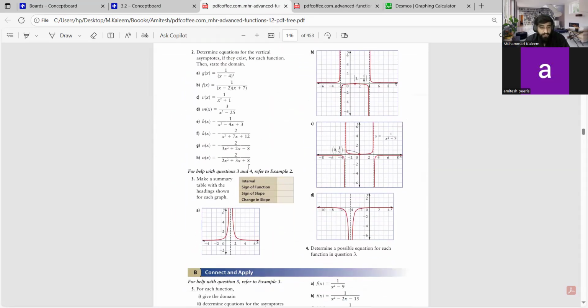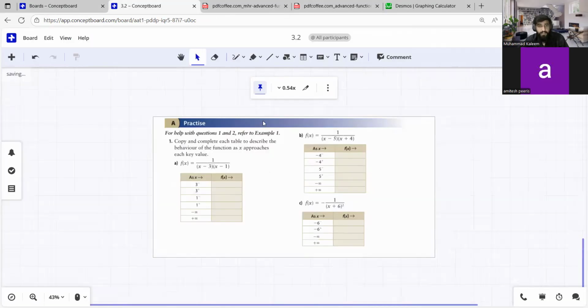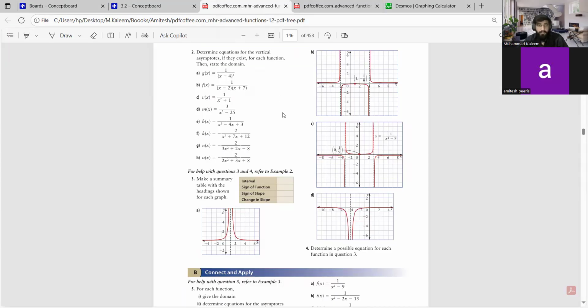Okay, next question, number 2, is the opposite. The graph is, I think, given to us. We have to identify it.